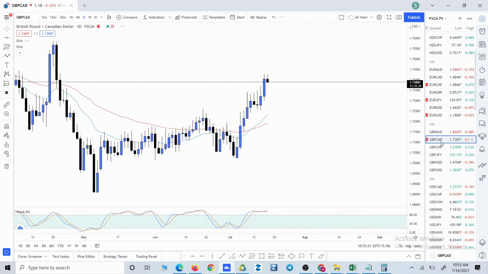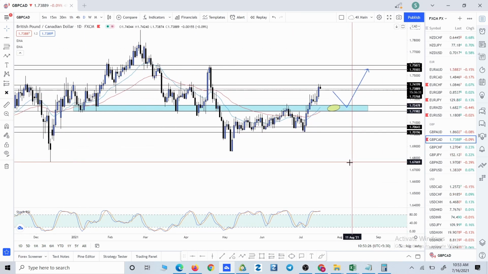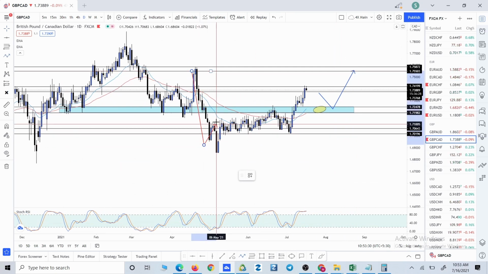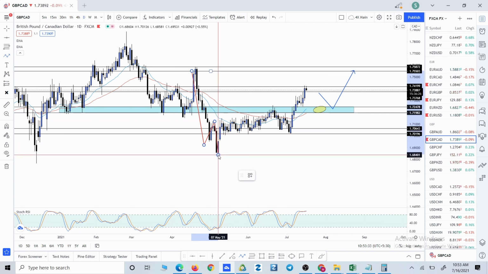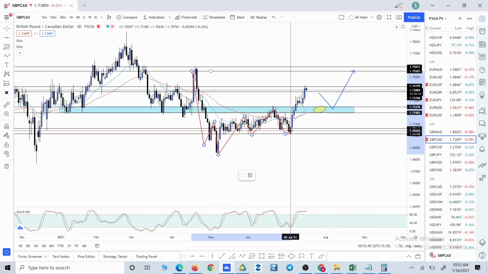Next we are moving to GBPCAD. GBPCAD, friends, what's happening here? If we start from here, we made a low, lower high, lower low, then we broke above the previous high, higher high, higher low, higher high, higher low. Here price did not close below the previous low, so we have a higher high, and then we have a close above the previous high, so we have a higher high.